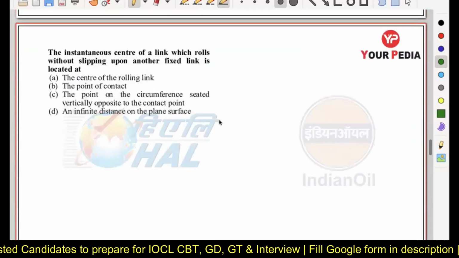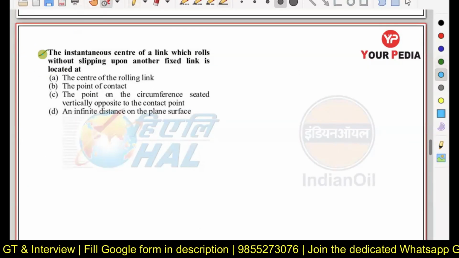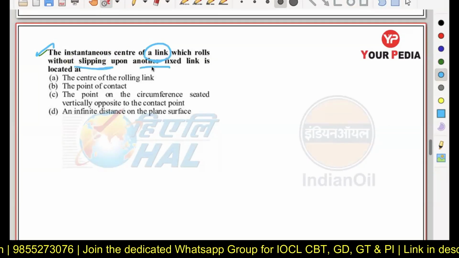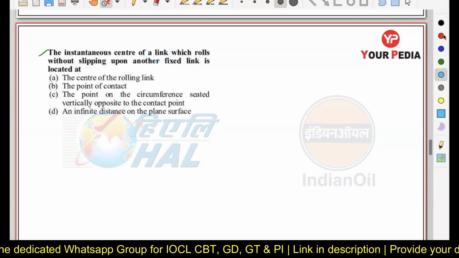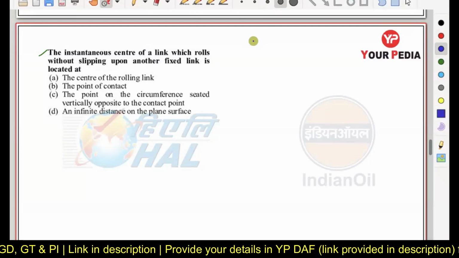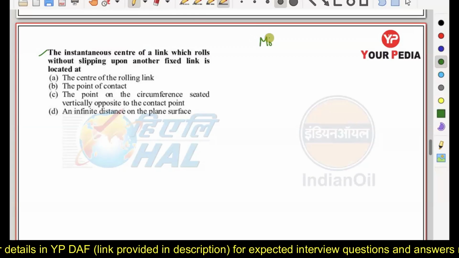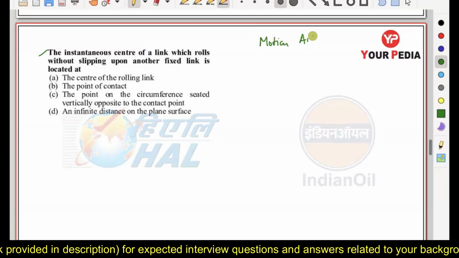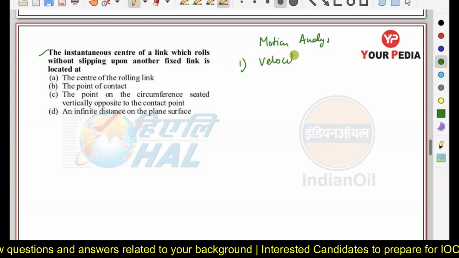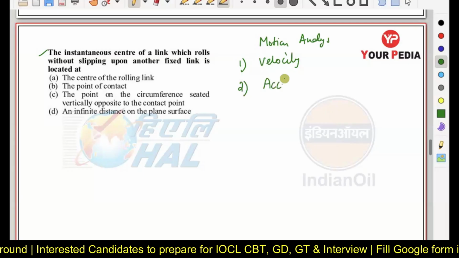Now we are having a motion analysis here. In the next question, the instantaneous center of a link which rolls without slipping upon another fixed link is being located at. Actually, this particular question is related to the motion analysis. In the motion analysis we have to do the analysis of the velocity as well as the acceleration.